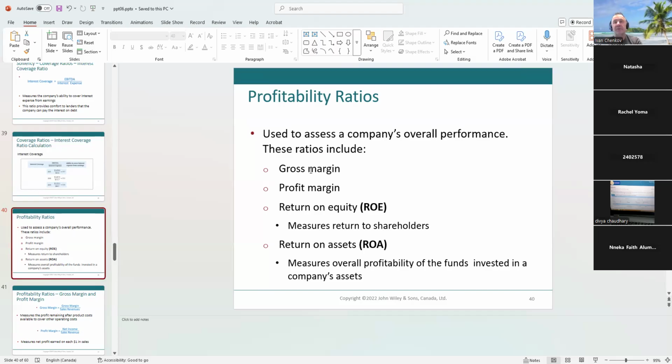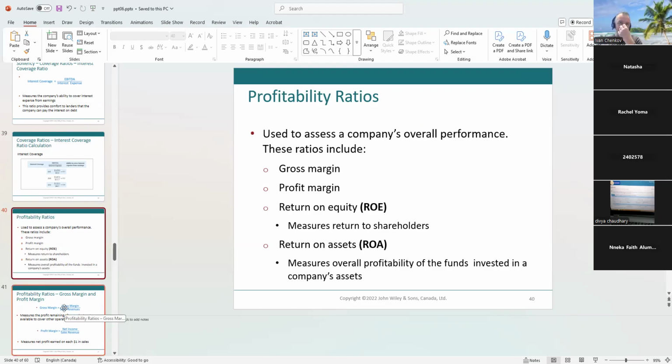Obviously, in the first formulas at least, we're going to play with sales. So how much is the gross margin as a percentage of sales? How much is the profit margin as a percentage of sales? Once we calculate return on equity, we're always going to see how much profit I'm generating from the money that I invest, and how much profit I'm generating from the assets that I'm using.